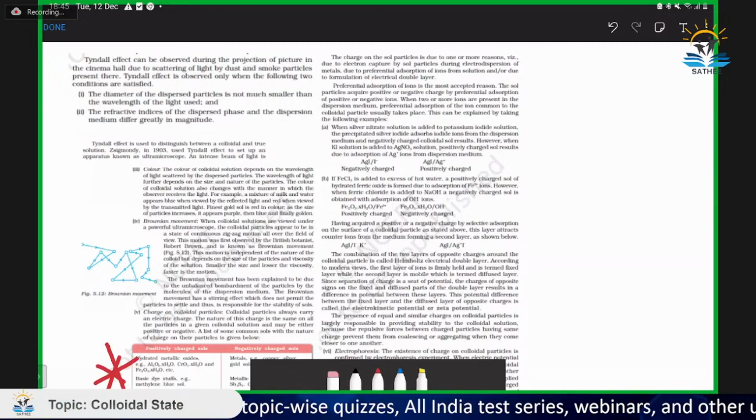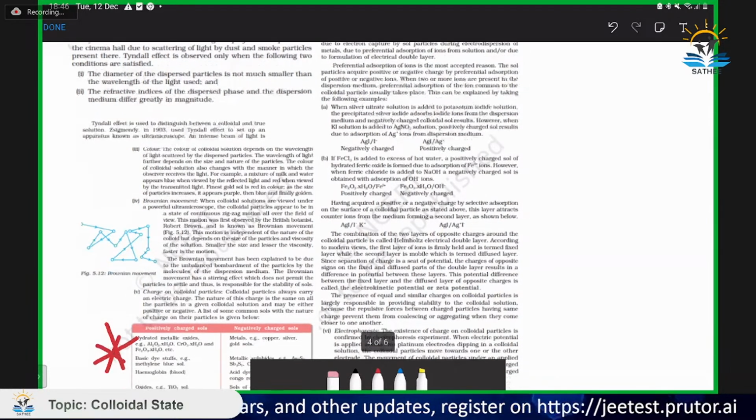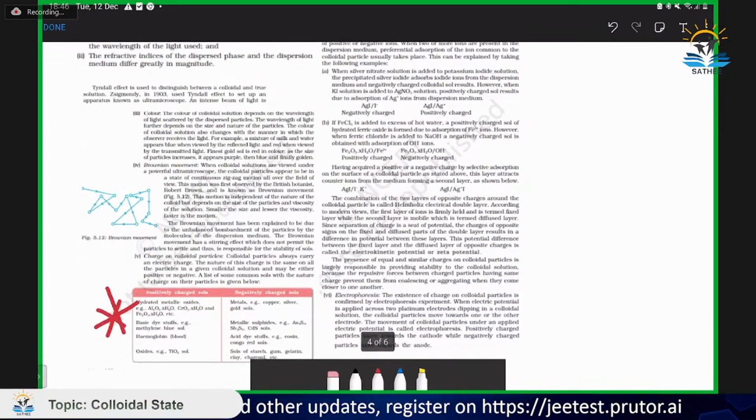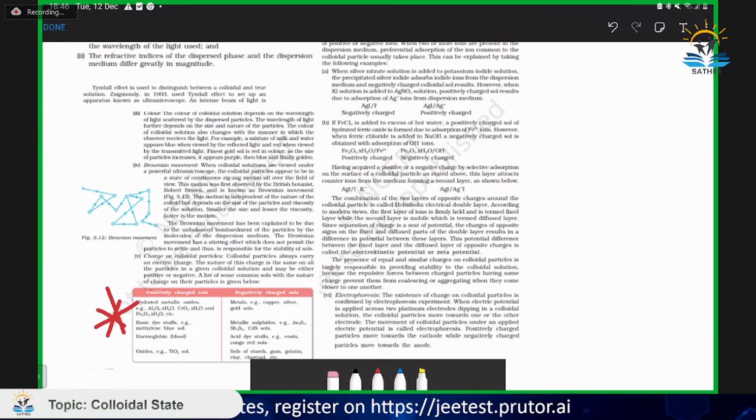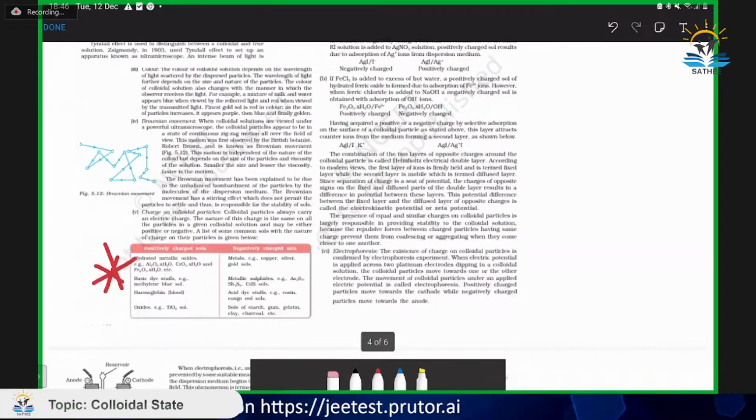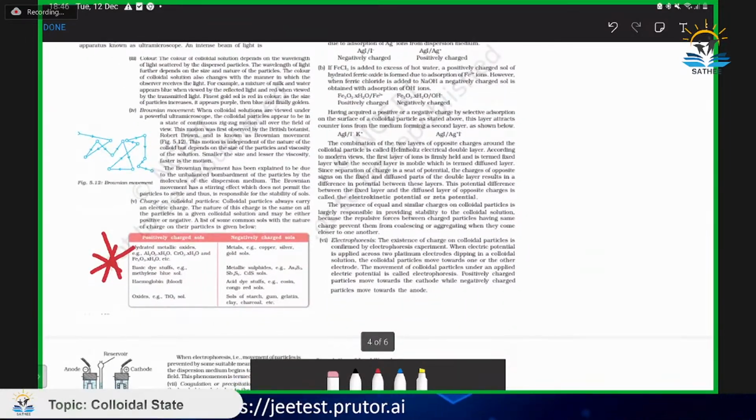Another example: if FeCl3 is added to excess of hot water, a positively charged sol of hydrated ferric oxide is formed due to adsorption of Fe3 plus ions. However, when ferric chloride is added to NaOH, a negatively charged sol is obtained with the adsorption of OH minus ions. Same kind of explanation.